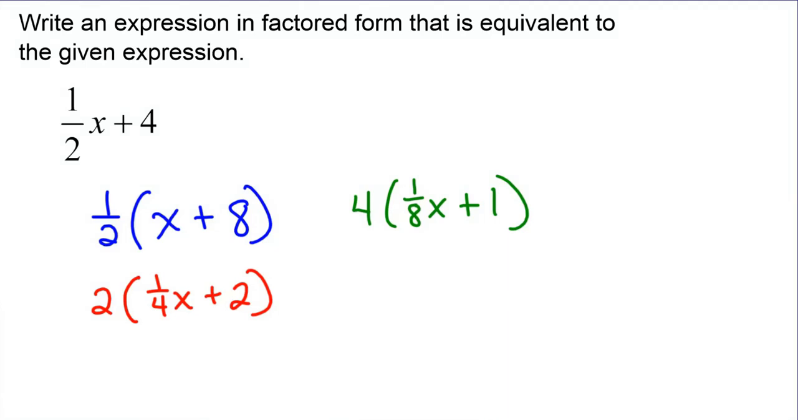I could also factor out or divide everything by 1/4. 1/4 times what is 1/2? 1/4 times 2. So 1/4 times 2x is 1/2 x, and 1/4 times what is 4? 1/4 times 16 is 4. So there's yet another way I could factor that. And we could go on and on here with lots of different numbers and fractions outside the parentheses to factor this. So there are lots of ways that you can factor some expressions. So keep that in mind and get creative when you're doing that.